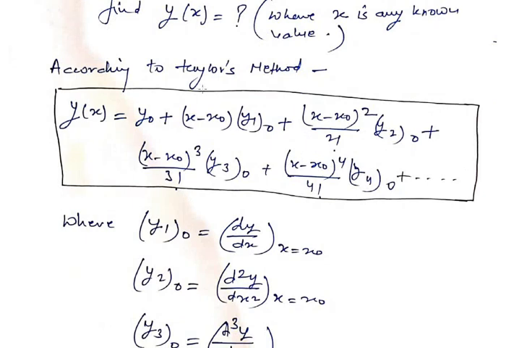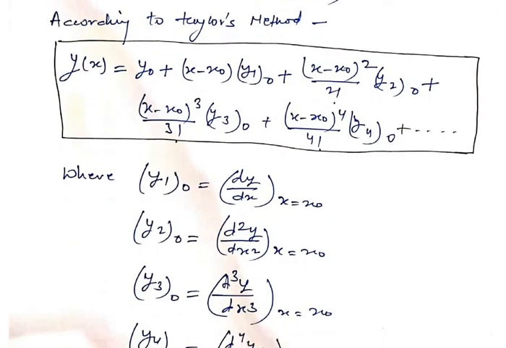Now we can apply the Taylor series method, and what is the basic formula for the Taylor series method? y at x equals y0, which will be given, plus (x minus x0) y1 at 0. y1 at 0 means dy by dx at x equals x0. Then (x minus x0) whole square upon factorial 2 d2y by dx2 at x equals x0, and so on.